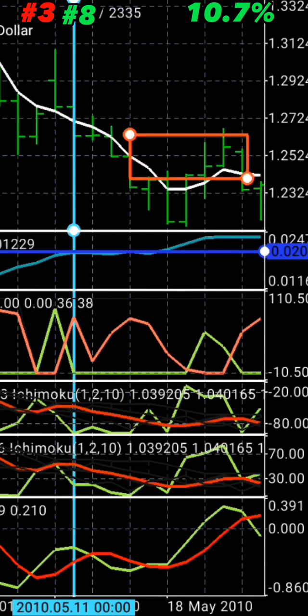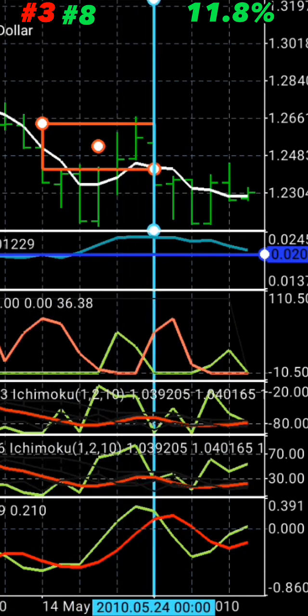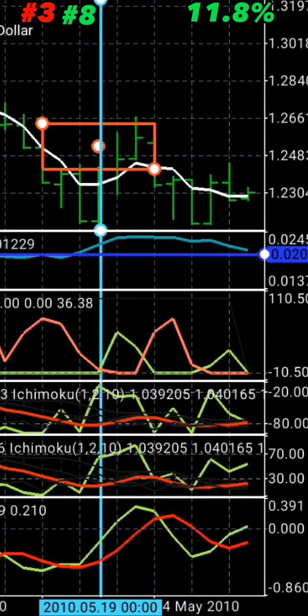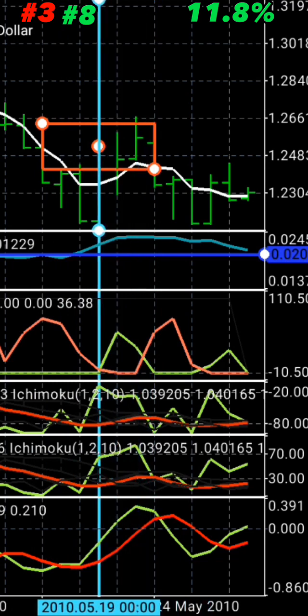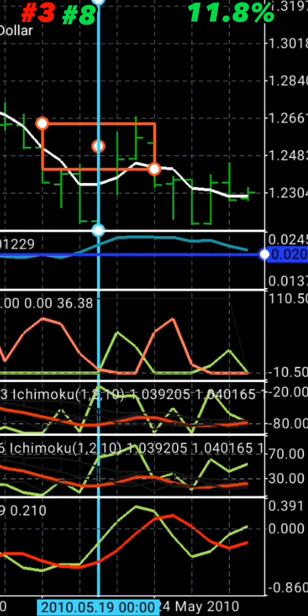Then the second half will kick us out with a profit of, let's see, 1.1%. So we have 12.8%. I mean 11.8%, my bad. So that's good. So we'll enter the next trade here.